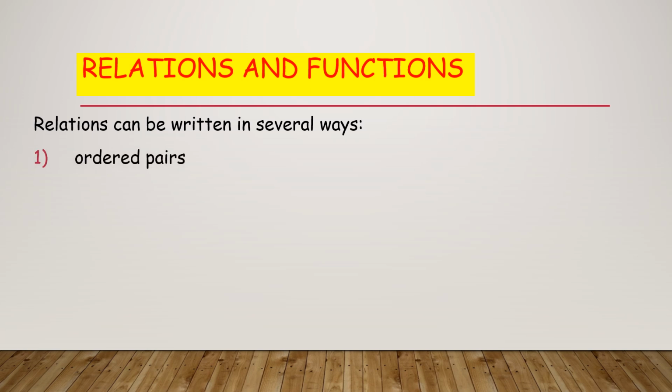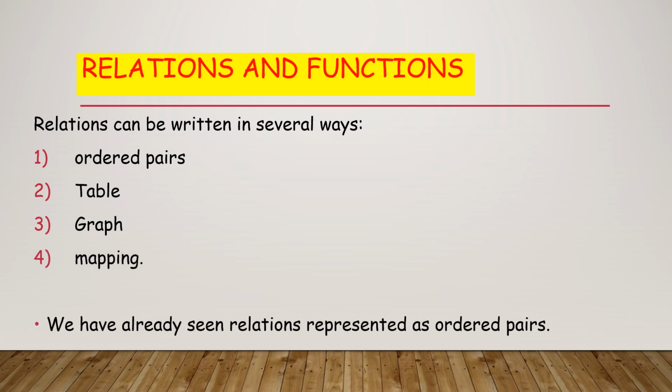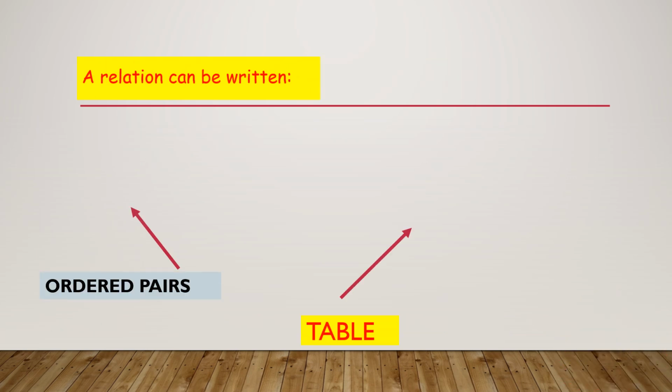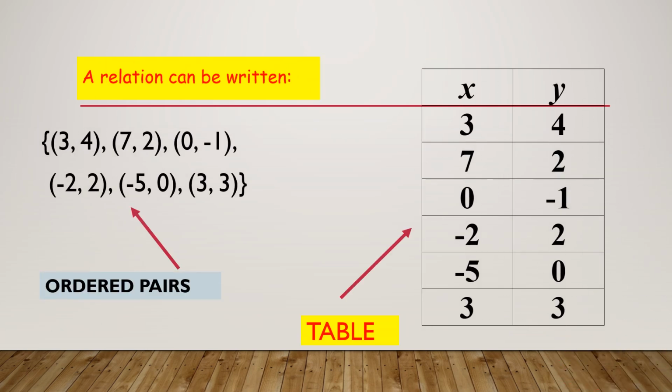Relations and functions can be written in four ways: one, ordered pairs; two, a table; three, graph; four, mapping. We have already seen relations represented as ordered pairs. I'm going to share that video in the description of this particular video. So for ordered pairs, we have the example here. Ordered pairs in x and y, x and y coordinates. So this is our x, and that's our y.